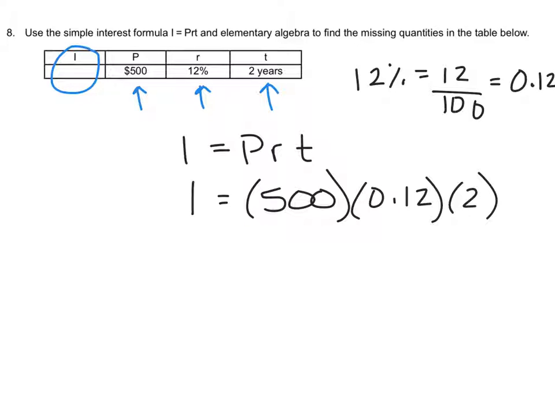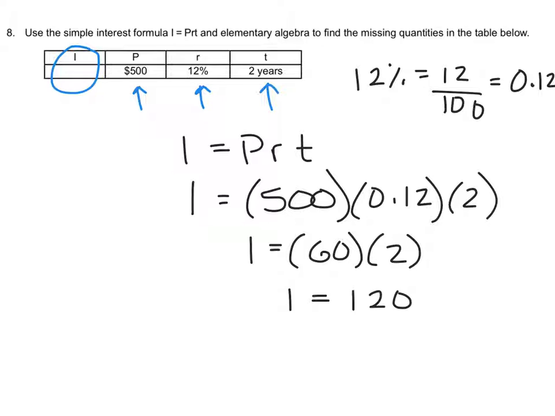In order to find I, I'm going to multiply all of these values together. First, I'll multiply 500 times 0.12. When I do that, I get 60. Next, I'm going to multiply 60 times 2, and I get a value of 120. So I, meaning the amount of interest accrued, is $120.